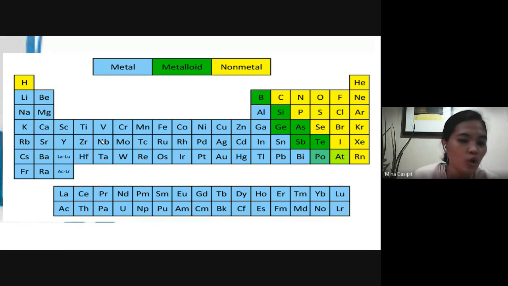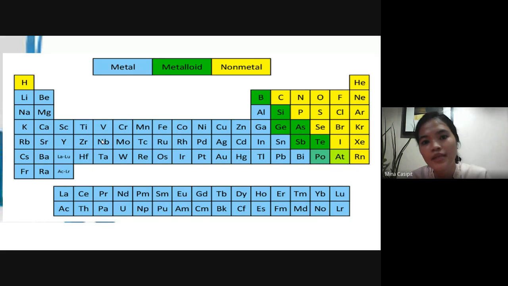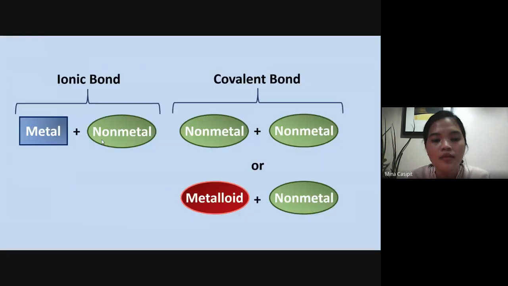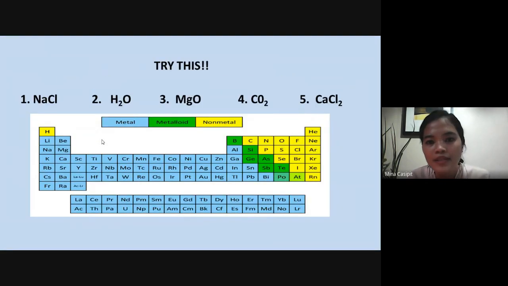Okay, so I hope you are already familiar with the elements that are metal, metalloid, and non-metal. Let's proceed. So let's try this. We have 5 compounds. So we have here 1 NaCl. Mamaya, malalaman po natin kung ano yung mga pangalan ng mga compounds po na ito. 2 H2O, 3 MgO4, 4 CO2, 5 CaCl2.